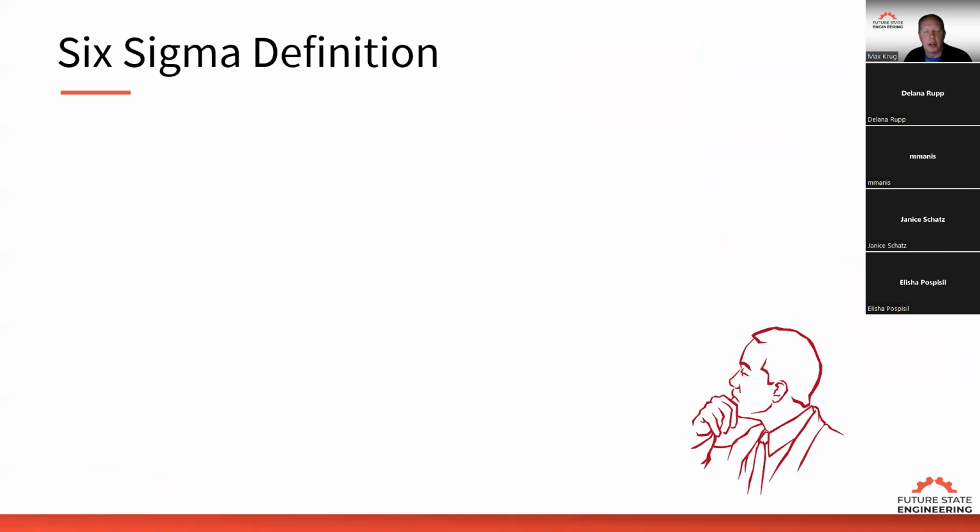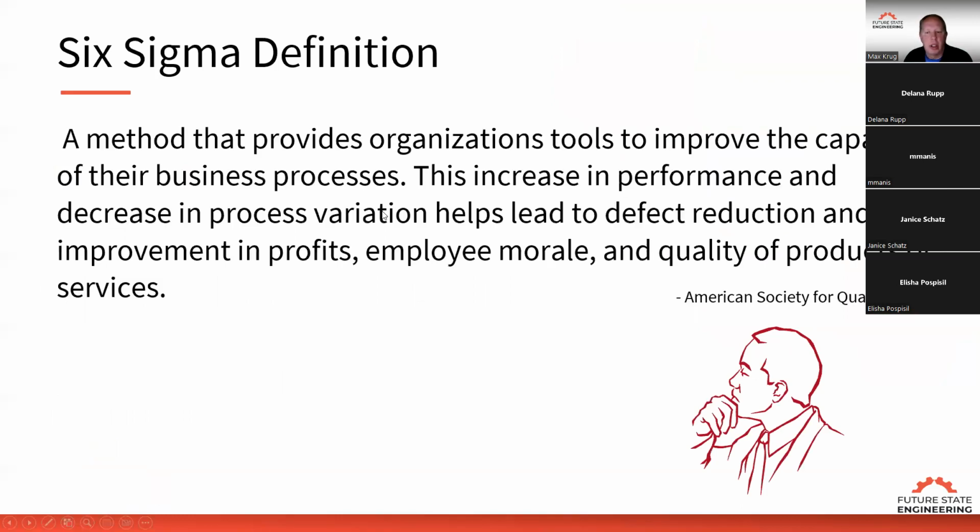So let's talk about what Six Sigma is, a definition. I use a definition from ASQ, which is a method that provides organization tools to improve the capability of their business processes. This increases performance and decreases process variation. It helps lead to defect reduction and improvement in profits, employee morale, and quality of products or services. So Six Sigma is focused on the process and trying to reduce variation that causes us to not meet either our customer requirements or the business requirements.